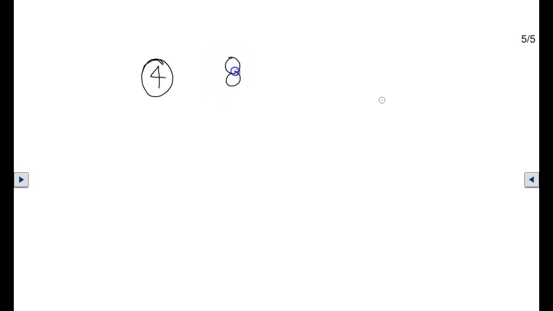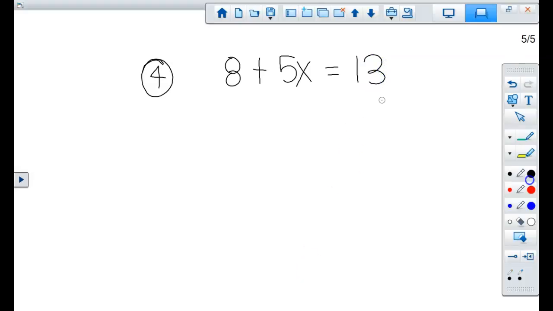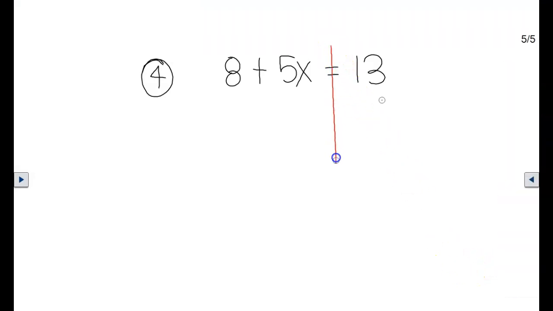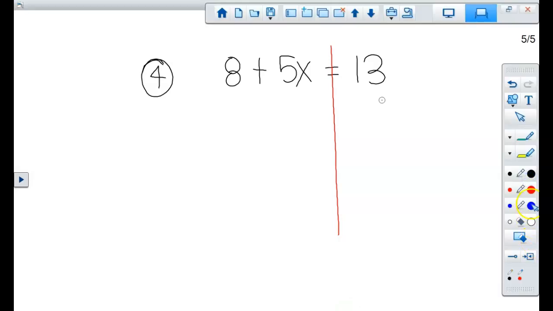All right, now, this is the point again where I think what we need to do is start rearranging the equations to show you that no matter how they write them, if you'll follow those same steps, you're going to get the right answer. So 8 plus 5x is equal to 13. Draw your line through the equal sign.